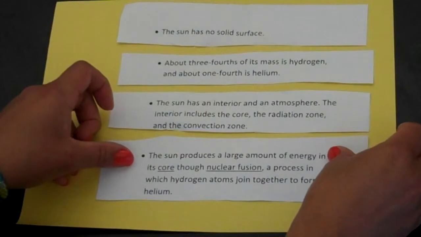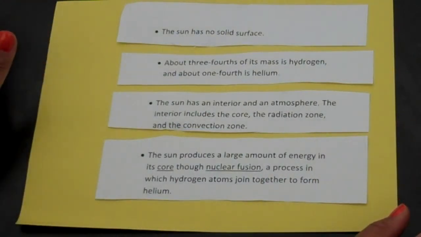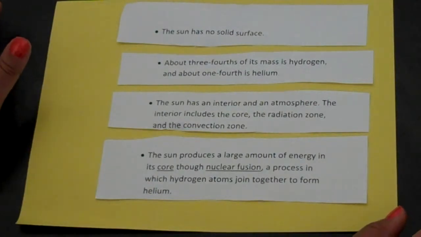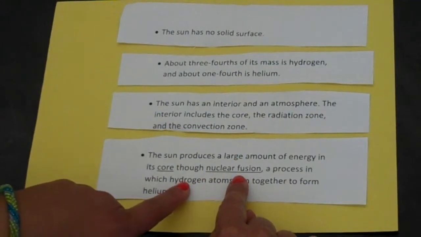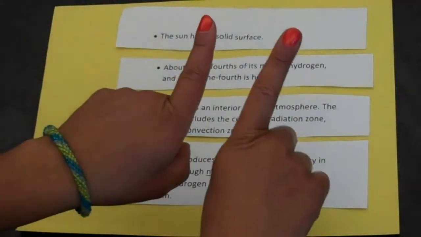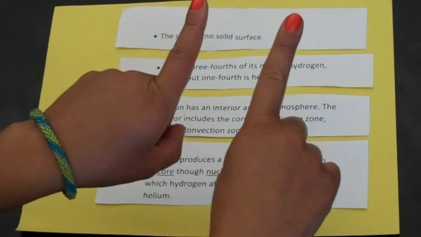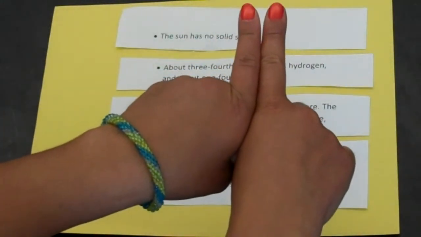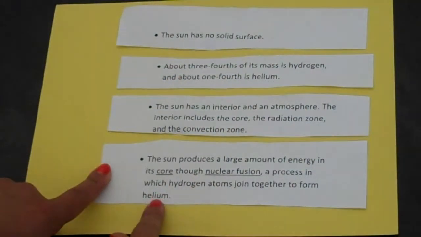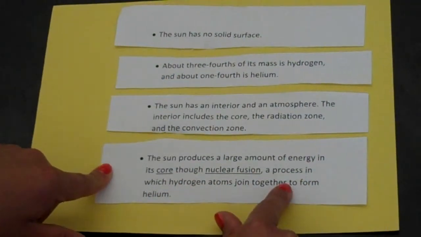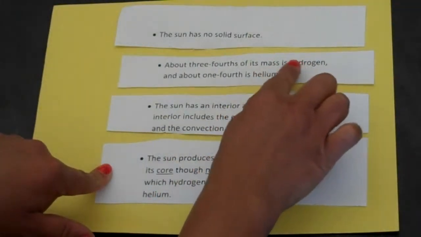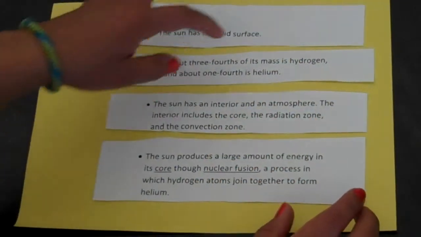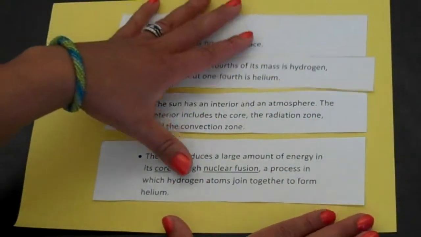The sun produces large amounts of energy in its core through nuclear fusion, a process in which hydrogen atoms join together to form helium. Now just to pause for a second to explain this. Nuclear fusion is when there is one hydrogen and another hydrogen, freely floating about. They come together and fuse and they become a new element, helium. And this is how the sun gets all of its energy, and that's how we get the light and heat that we feel. The majority of the sun is made up of that, and that's how we get the energy from the sun.